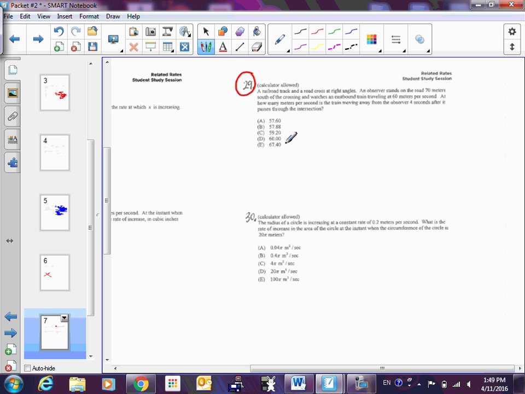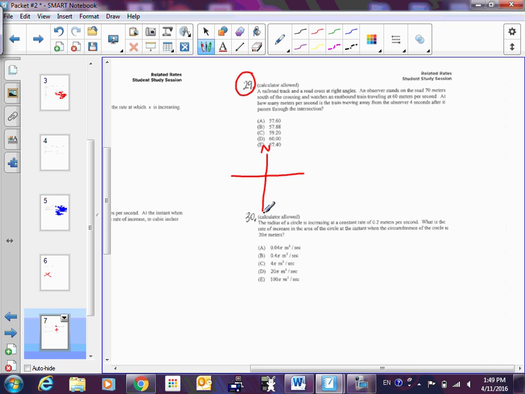Related rates. What in the problem, though, would tell you that this is related rates? Meters per second. We see some meters per second. We see some rates of increase. And intersection. We do see an intersection. So let's draw that intersection, because this is how most related rates problems are going to start, which is with a picture.